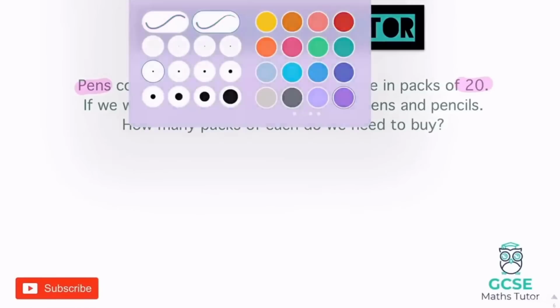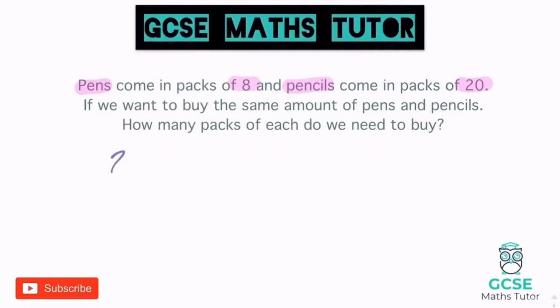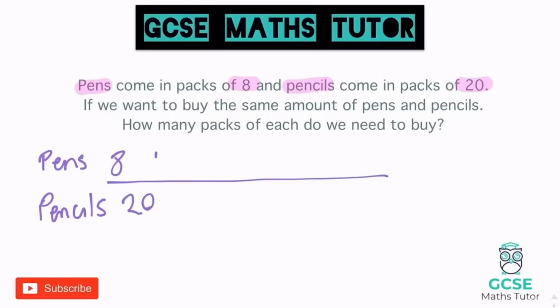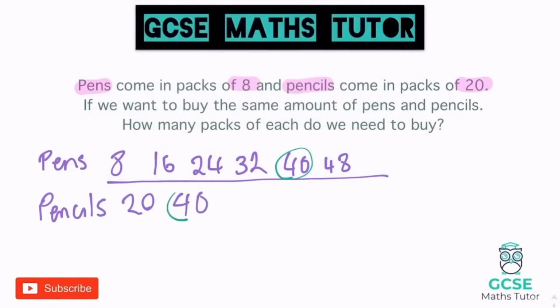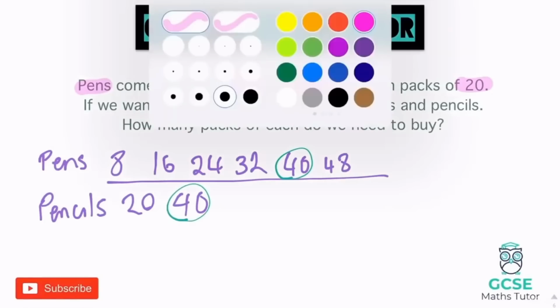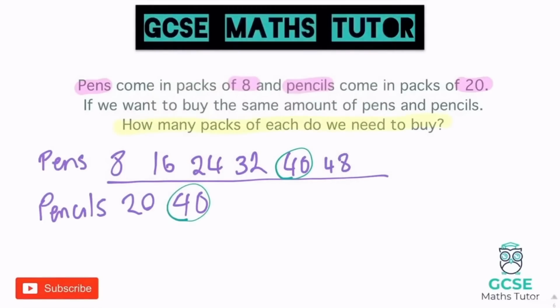So if we find the lowest common multiple of these and see what we get. So for 8, for the pens, let's label this pens and pencils. And pencils comes in packs of 20. Okay, so 8, 16, 24, not 36, 32, sorry, 40, 48 and so on, but actually I've just spotted there that 40 is going to be our next one in the pencils. So we're going to have a look. 40 is our lowest common multiple, but the question said, I'm just going to highlight this, how many packs of each do we need to buy?